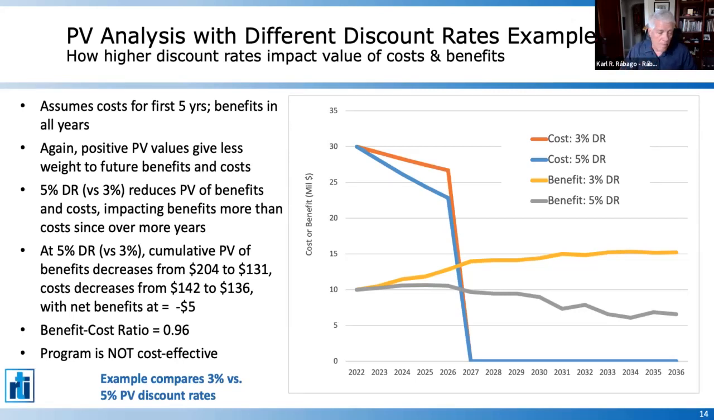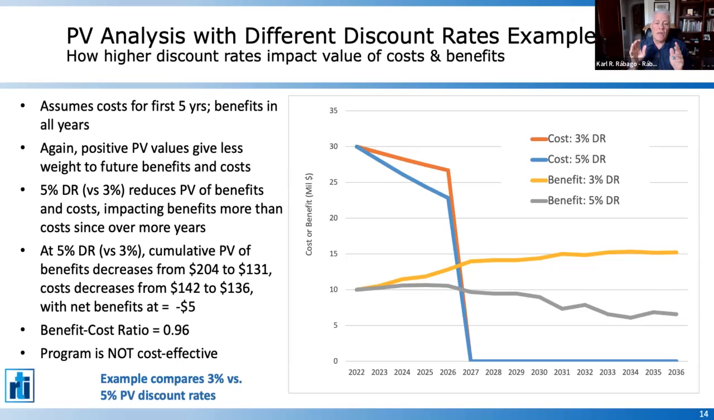Yeah, we've got several good questions here. First one is, what's the relationship between discount rates and inflation rates? Are they applied separately or combined, or how do you work with them together? Yeah, and that's a really great question.